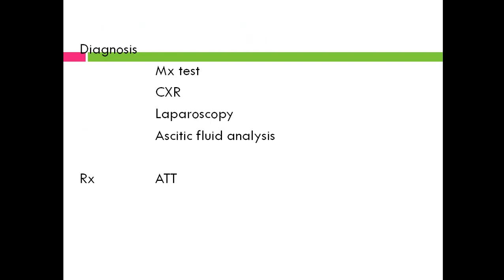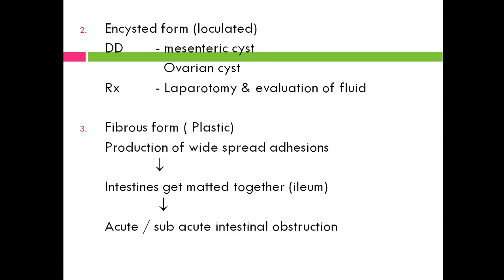Diagnosis: you have a Mantoux test, which is supportive, chest X-ray, and most often a laparoscopic biopsy along with an ascitic fluid analysis. The treatment is usually ATT, antituberculous treatment. In the encysted form or the loculated form, you may have a differential diagnosis of a mesenteric cyst or an ovarian cyst. Usually the fluid will be loculated. You may go for a laparoscopy or an open approach with evacuation of fluid and sending the fluid for analysis.